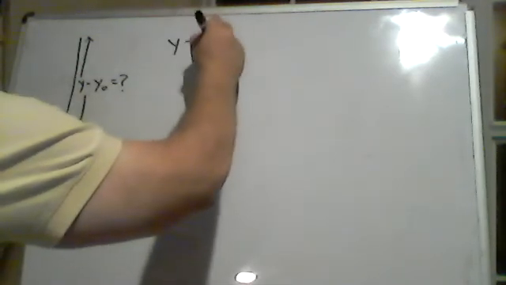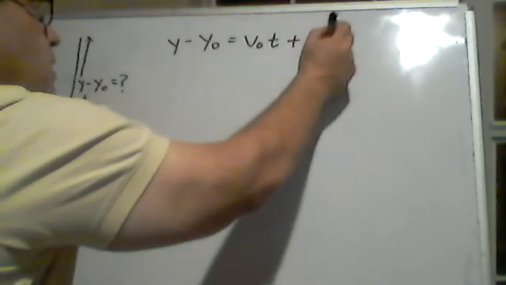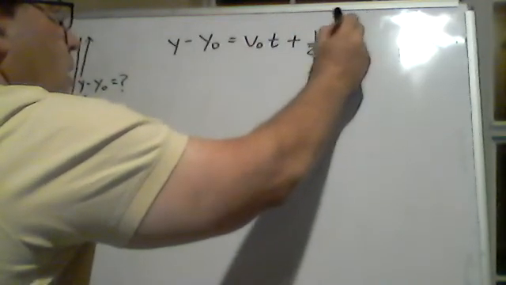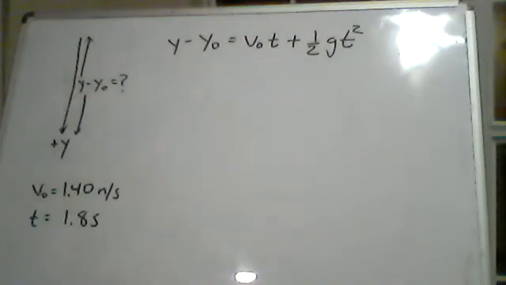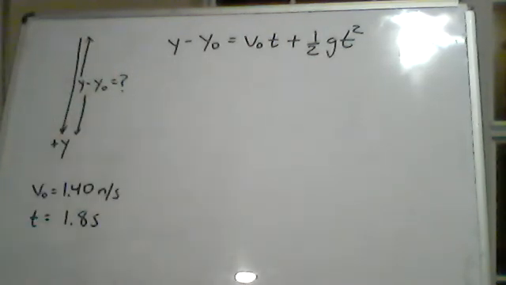y minus y naught is v naught t plus 1/2 g t squared. And you say, well, you wrote down minus. Yes, I wrote down minus originally because I had a right side up positive coordinate system. But now my coordinate system is upside down, which basically means that g works in the positive direction. Hence, that becomes a positive value. All right, and so I'm looking for y minus y naught. So I don't have to do any algebra. There's no algebra necessary.